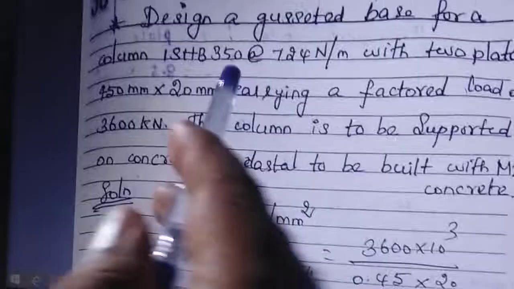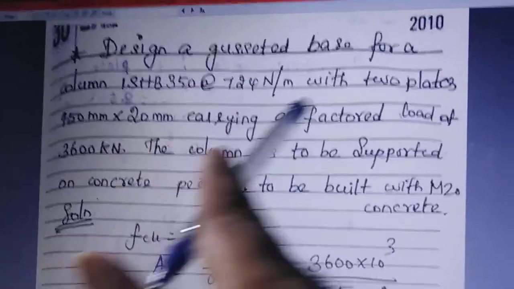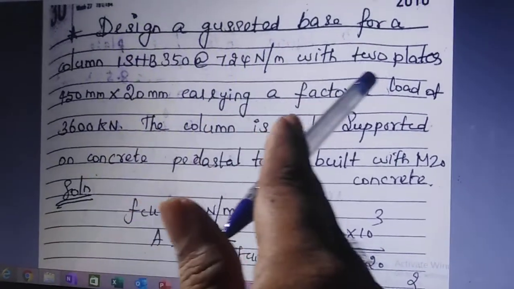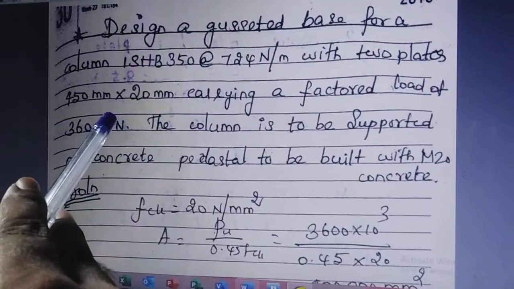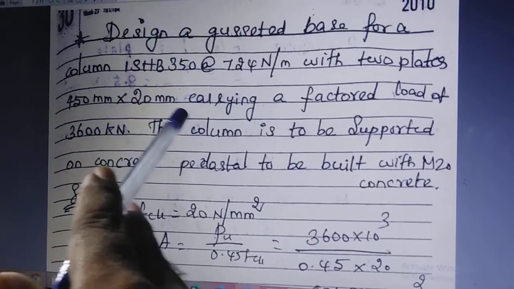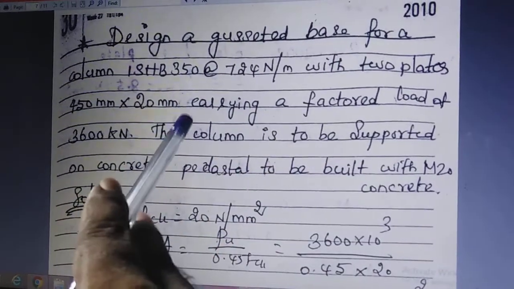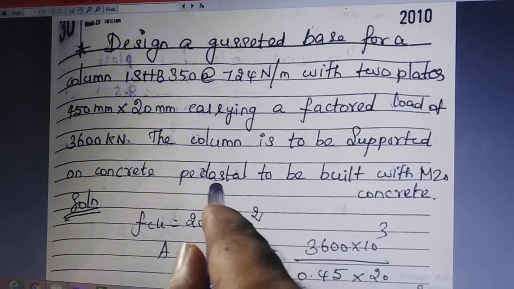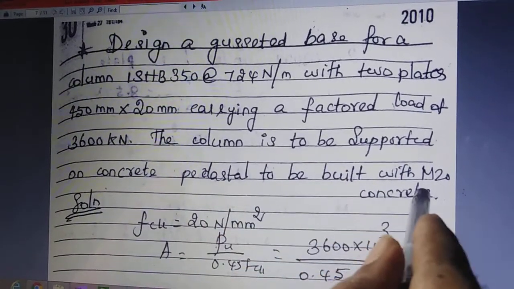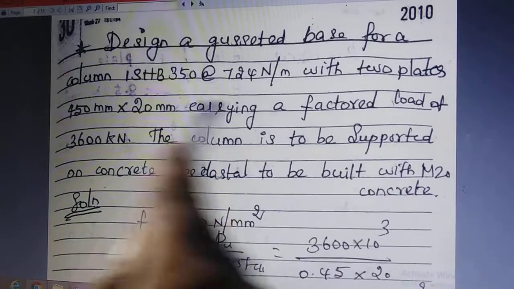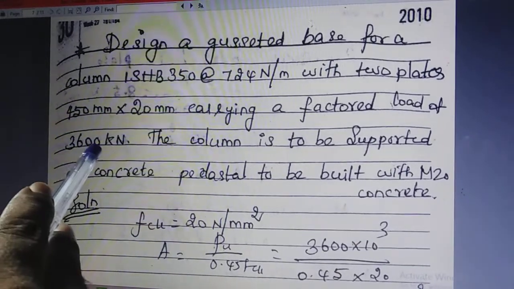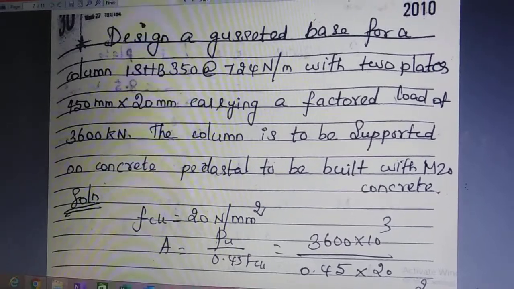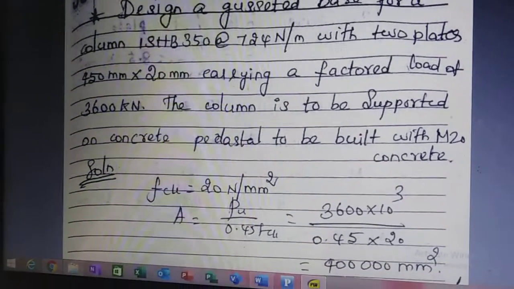Now I read out the problem. Design a gusseted base for a column ISHB 350 at 724 Newton per meter with two plates, 450 mm into 20 mm, carrying a factored load of 3600 kilonewton. The column is to be supported on a concrete pedestal built with M20 concrete. Please notice that the load to be carried is 3600 kilonewton, very huge in quantity.